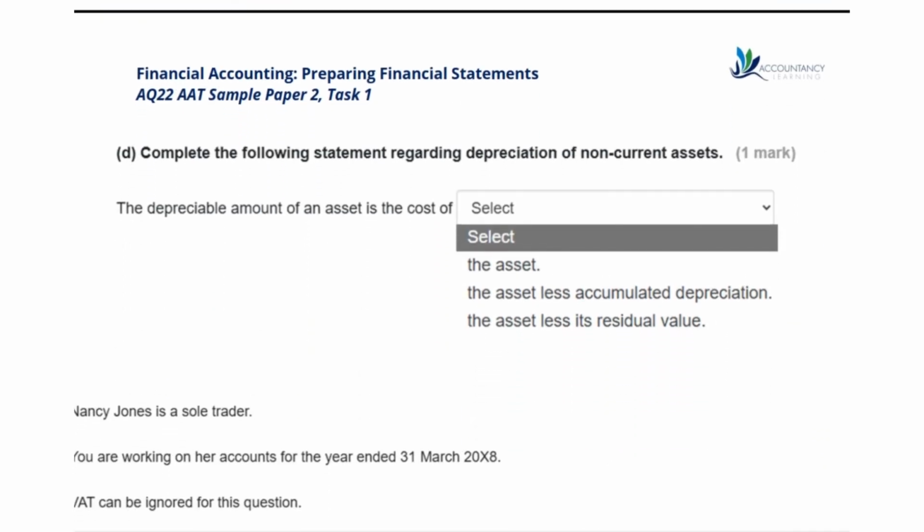Going on to Part D, we've got another statement here to complete. The depreciable amount of an asset is the cost of, and then we've got three options. So we're looking at the depreciable amount. That is what we can apply the depreciation percentage to. It is going to be the cost of the asset, but it's also going to take into account any residual value that we believe there'll be at the end of its useful life. So the depreciable amount is the asset less its residual value.